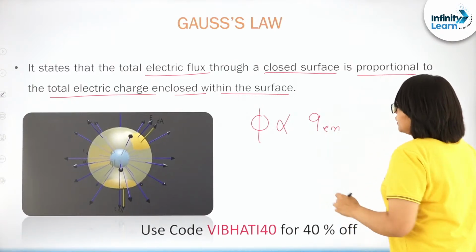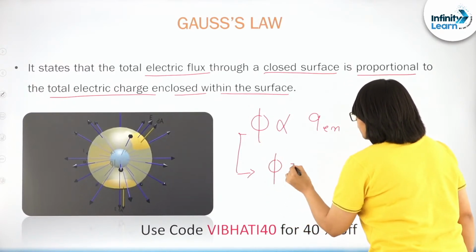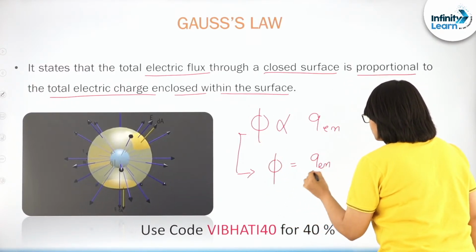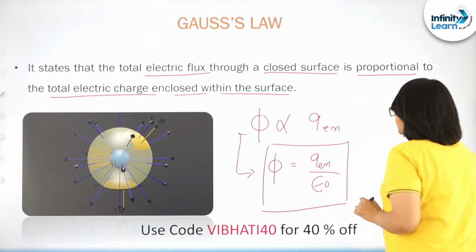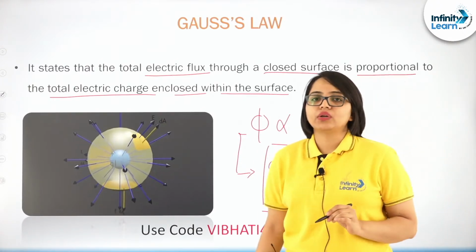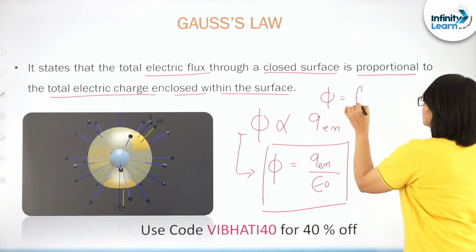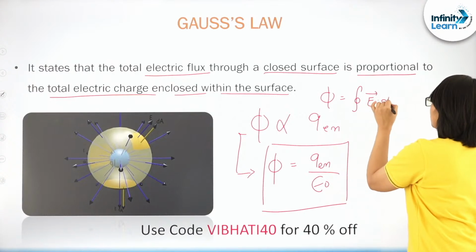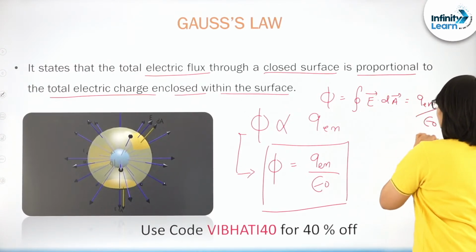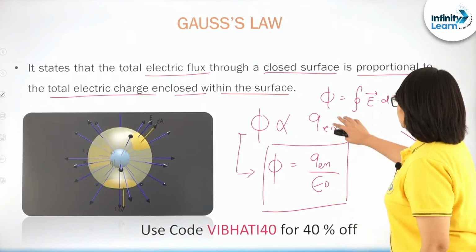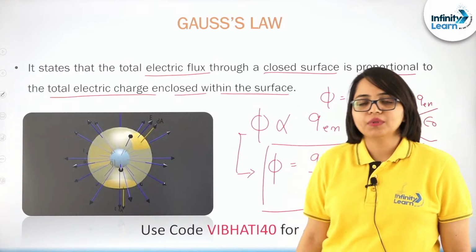So after removing this proportionality sign, you can say that phi is equal to Q enclosed divided by epsilon naught. Flux is also the integration of E dot dA. So from here what can you write? Phi is equal to the closed integration of E dot dA, which is equal to Q enclosed divided by epsilon naught. So this is the statement and this is the mathematical representation of Gauss's law. I hope this is clear.